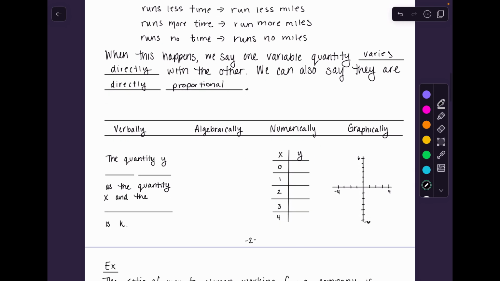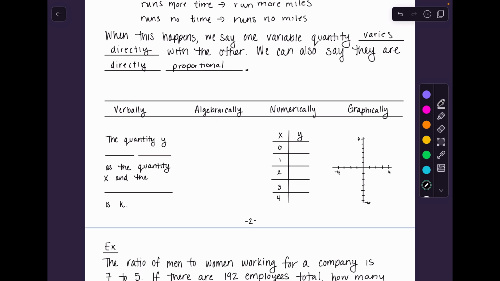So, based on a bunch of different problems, if we talk about something having this direct variation, what will it look like in terms of an equation? What will that look like graphically, numerically? And then if I just hear this inside of a phrase or inside of a problem, how do I know that I'm in this type of relationship? So what you're going to see verbally is you're going to hear the quantity y varies directly as the quantity x.